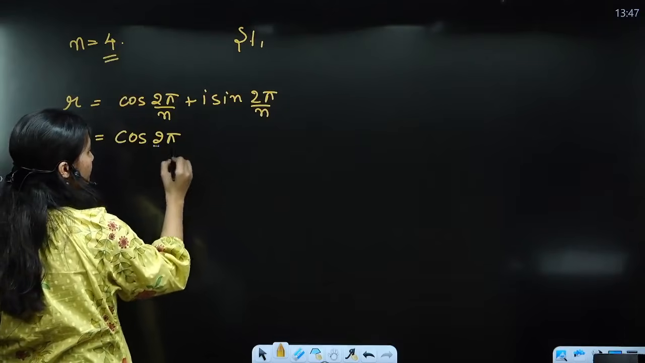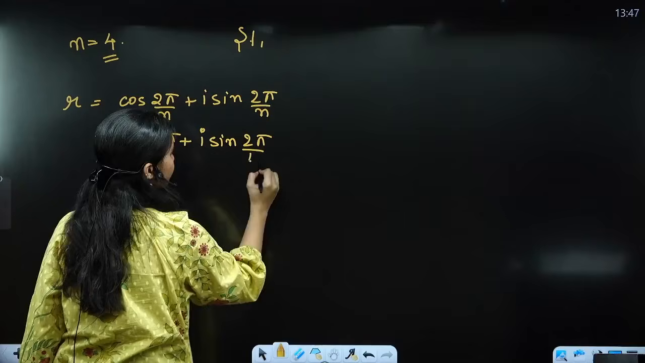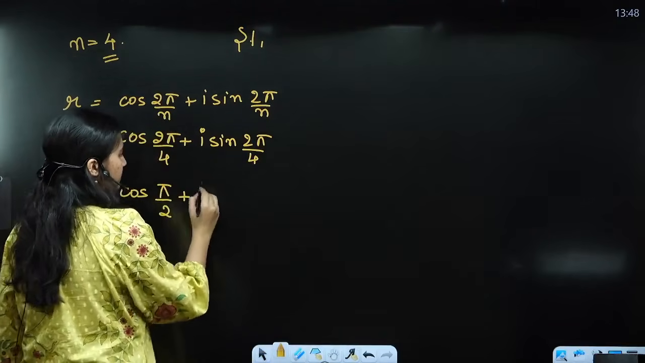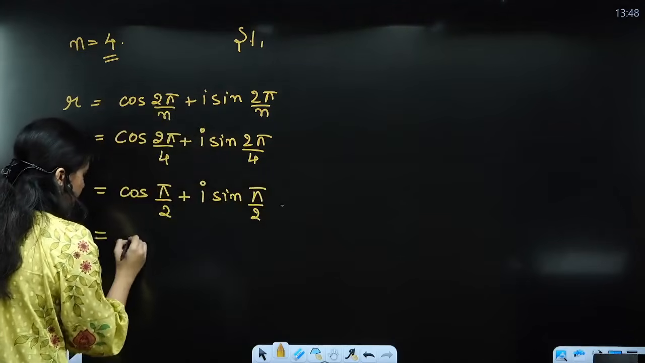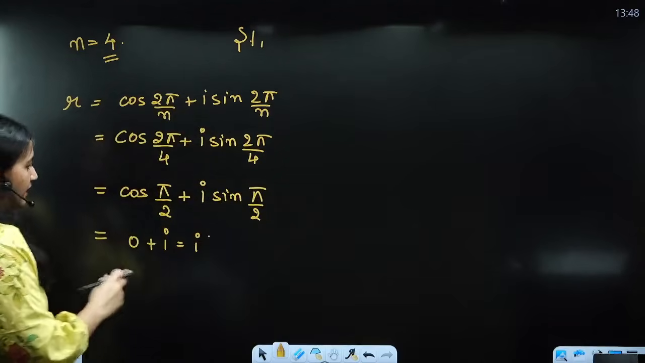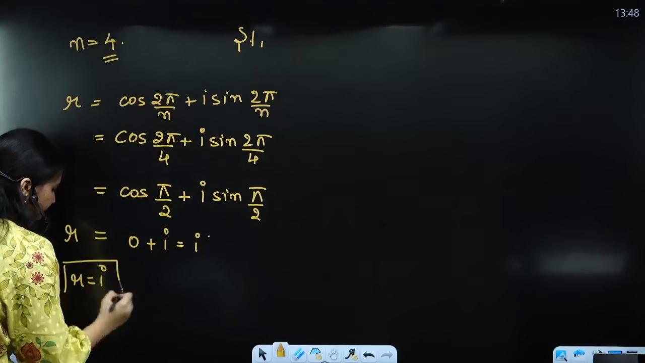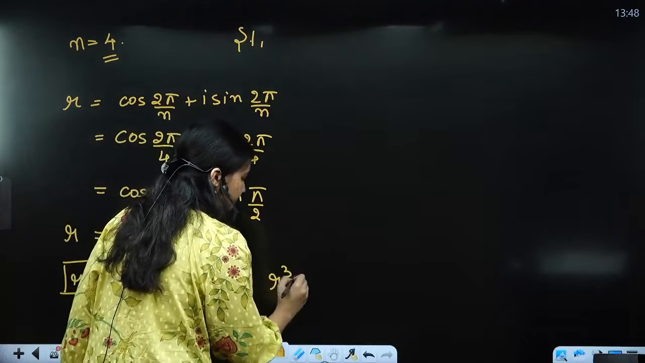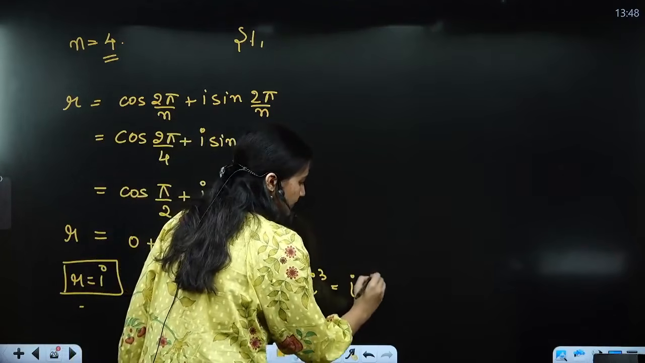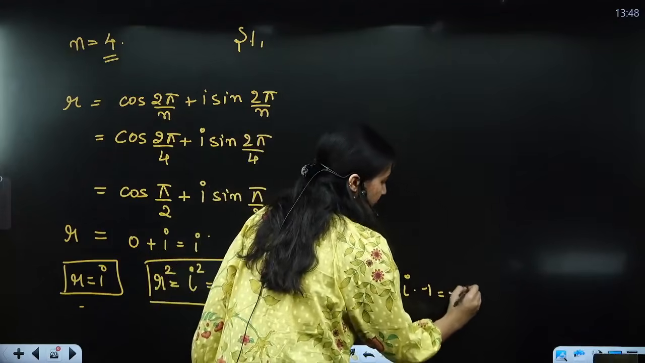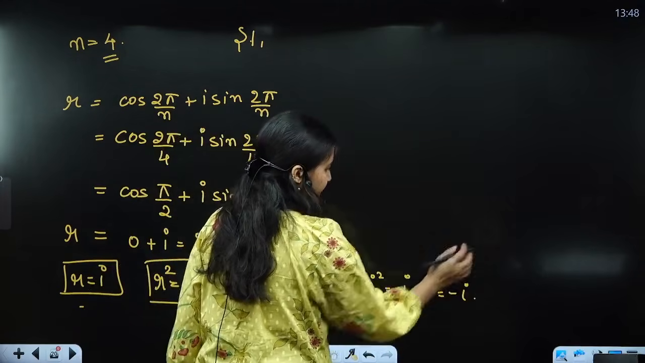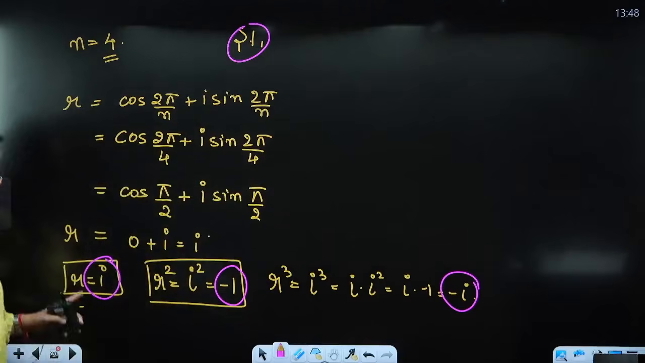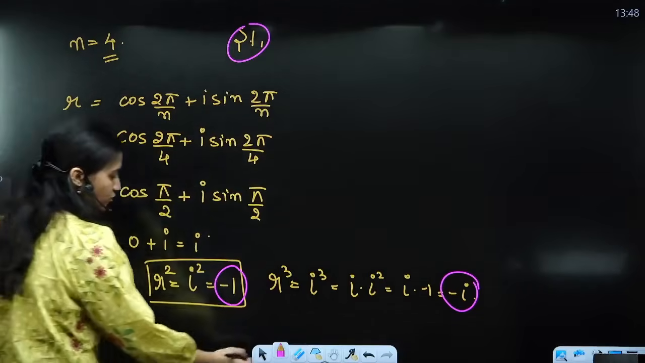4. So cos 2 pi by 4 plus iota sine 2 pi by 4, which is nothing but cos pi by 2 plus iota sine pi by 2. Now this will be 0 plus iota, which is iota, right? Now if I have the value of r, can I find the value of r square? r square is iota square, which is nothing but -1, right? Then you have r cube, which is iota cube, which is iota dot iota square, which is iota dot -1, which is minus iota. So here I have the 4 distinct values of the 4th roots of unity, which are 1, -1, iota and minus iota, the group that we talked about at the start.